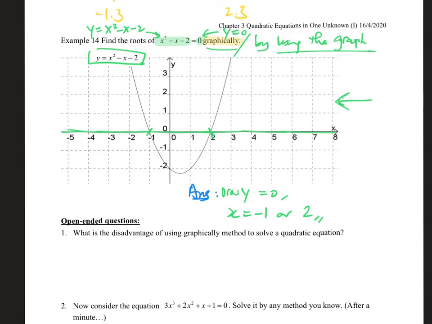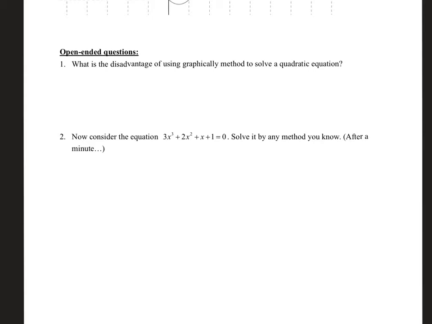So let's look at more examples or do more exercises to get familiar with this particular method called the graphical method. Now you have come across the algebraic methods and also the graphical method of solving quadratic equations. Do you like the graphical method?